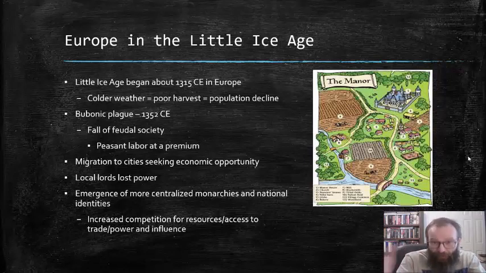Also, this large effect also led to migration to cities as people sought new economic opportunities resulting from these rapid changes. Now, as a result, those local lords that ran those manors, which were the foundation for the economic, social, and political lives of feudal society, began to lose more and more power. And as those local lords lost power, you saw the emergence of more centralized monarchies and the development of the age of the absolute monarch that I'm sure many of you are familiar with from some of your previous studies of history.